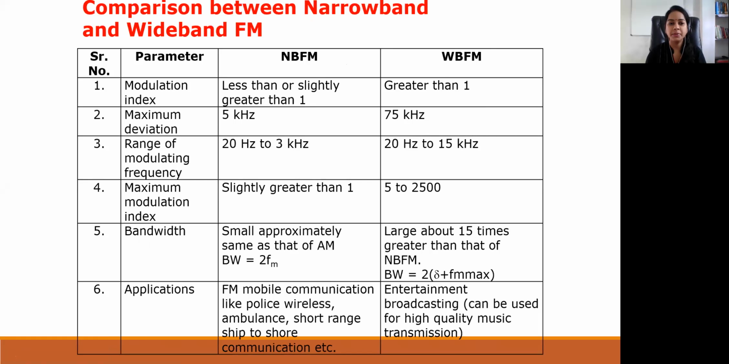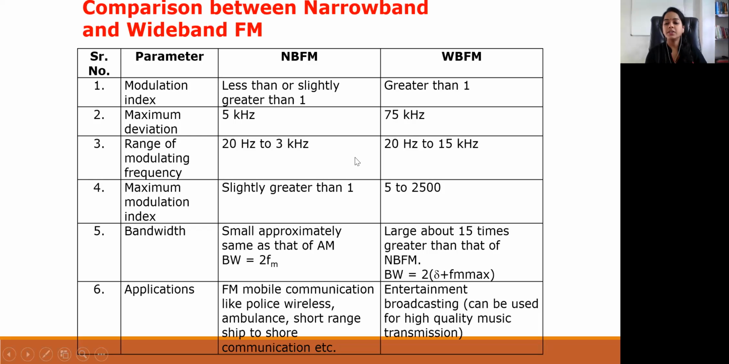So here some parameters are given and we have compared NBFM, narrow band FM, with wide band FM. Here modulation index is slightly greater than 1. Here it is greater than 1 itself. Maximum deviation is 5 kilohertz. If narrow band FM is there, the deviation of frequency, meaning how many sidebands are there, is defined by deviation. So it is only 5 kilohertz. But if wide band FM is there, it is 75 kilohertz.